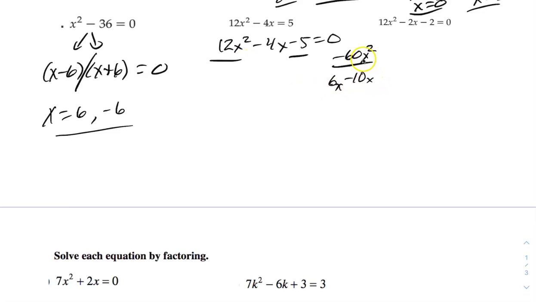Right, 6 times -10 is -60. 6 plus -10 is -4. So there we go. Sub that in for the middle. So it's going to be 12x squared, instead of negative 4, it's going to be plus 6x minus 10x minus 5 equals 0. Then we do my favorite thing, we factor by grouping.